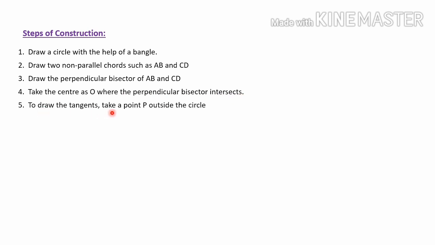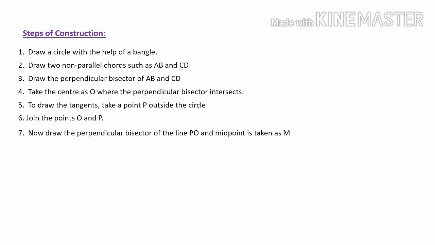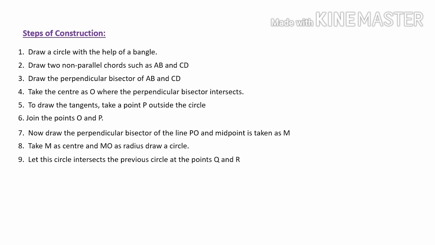To draw the tangents, take a point P outside the circle. Join the points O and P. Now draw the perpendicular bisector of the line PO, and the midpoint is taken as M. Take M as center and MO as radius. Draw a circle. Let this circle intersect the previous circle at the points Q and R. Now join PQ and PR. Therefore, PQ and PR are the required tangents.